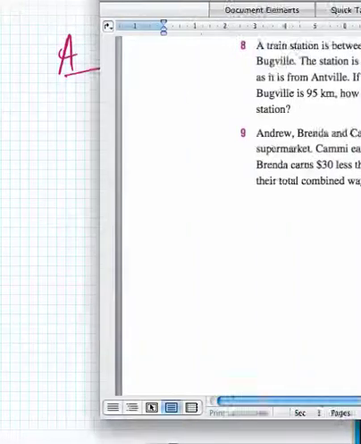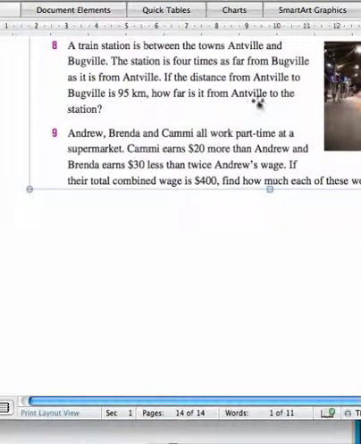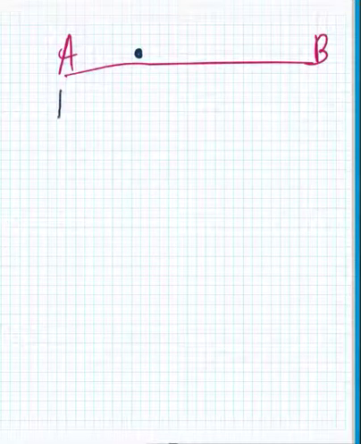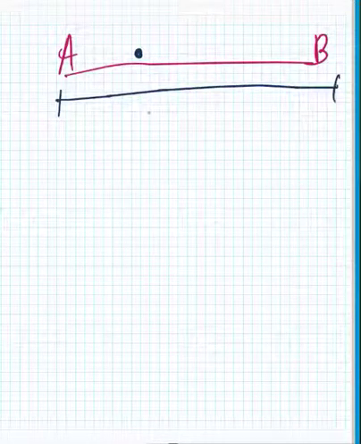We'll just continue reading. If the distance from Antville to Bugville is 95 kilometers, how far is it from Antville to the station? So the whole distance from here to here is 95 kilometers.